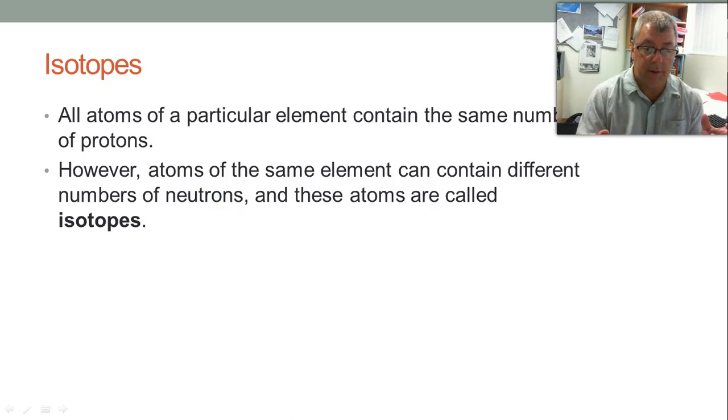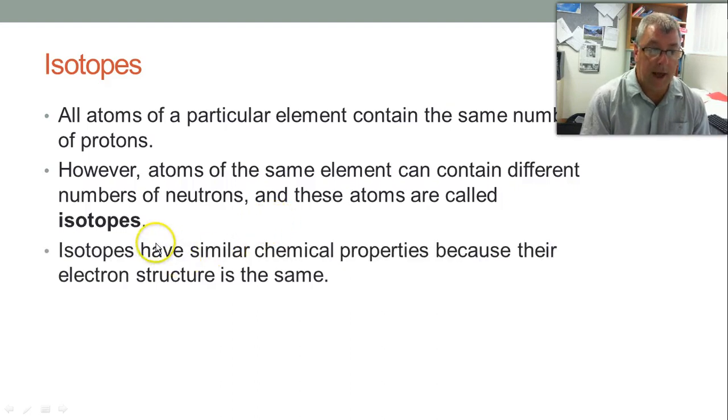And so you can have two carbon atoms, and they will both have 6 protons because they're both carbon, but they can have differing numbers of neutrons, and these are what we call isotopes. Isotopes are the variations within an element. Isotopes have similar chemical properties because their electron structure is the same. We haven't talked about it much, but we will in the future.